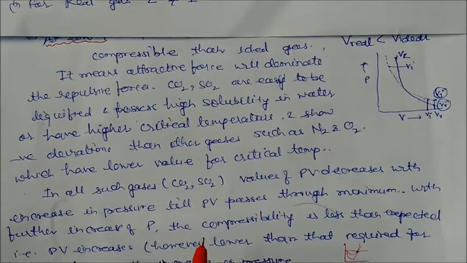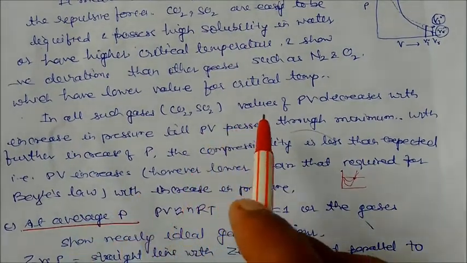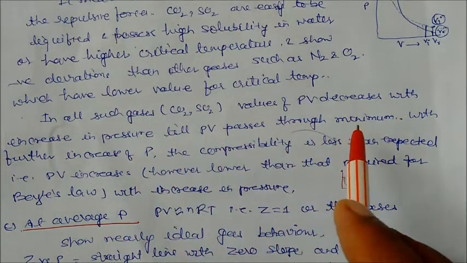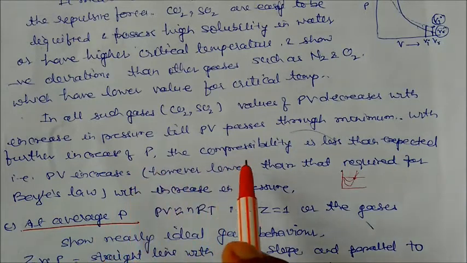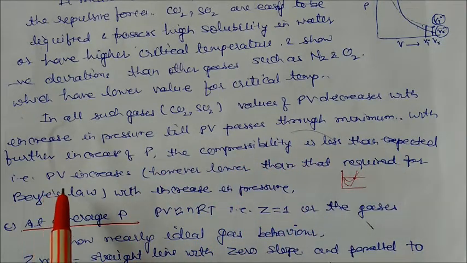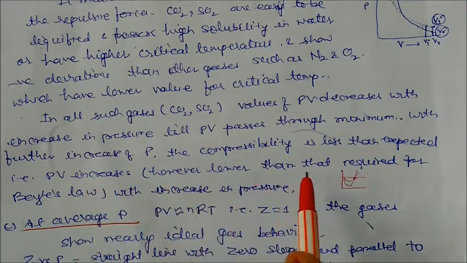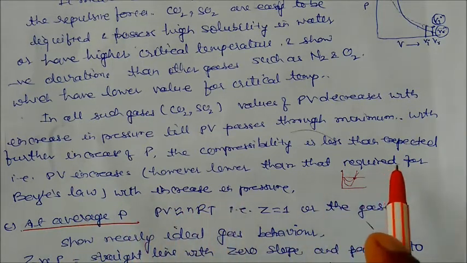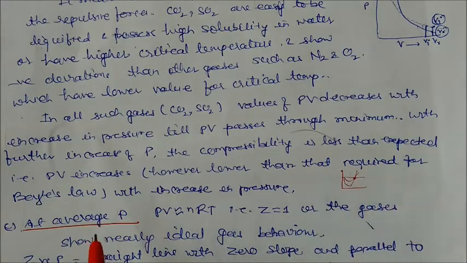In all such cases, like carbon dioxide, the PV decreases with increase in pressure till PV passes through a minimum. With further increase of pressure, the compressibility is less than expected, that is PV increases. However, it will be lower than that required for Boyle's law with increase in pressure.